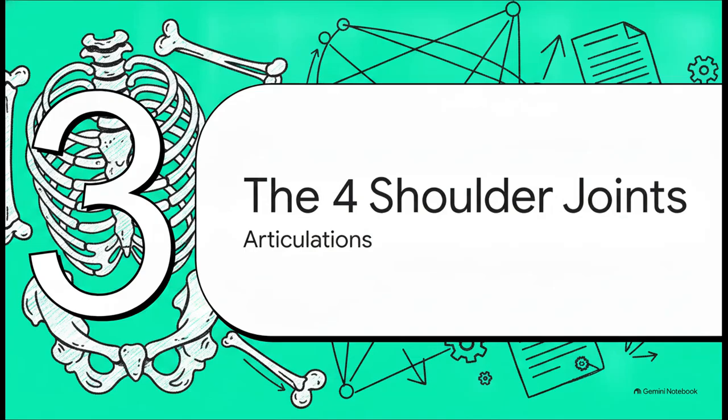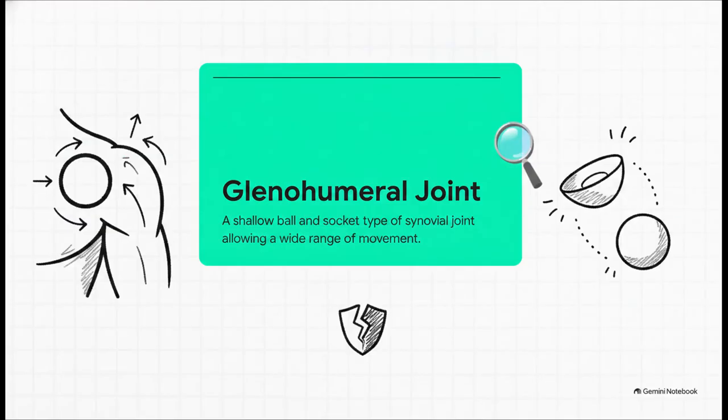Okay, into Part 3, the 4 shoulder joints, articulations. Now, where these 3 specific bones actually meet is what creates the complex articulations you are constantly seeing mentioned in operative reports. The absolute star of the show in shoulder arthroscopy? The glenohumeral joint. It's actually fascinating how this works. It is a synovial ball and socket joint, but unlike your hip, the socket here is incredibly shallow. Basically, the body sacrifices deep structural stability for a massive, highly mobile range of motion.